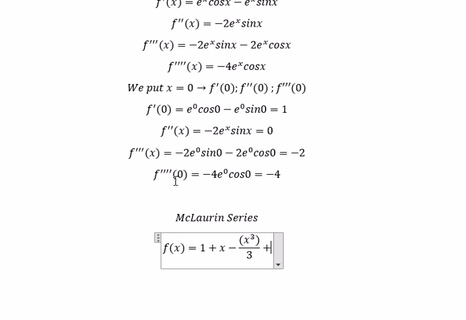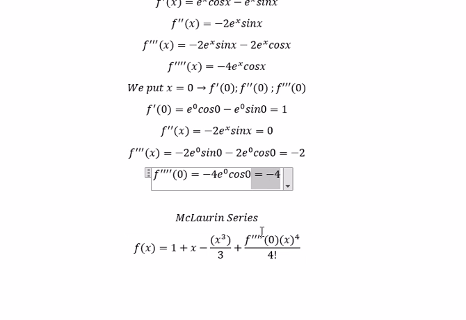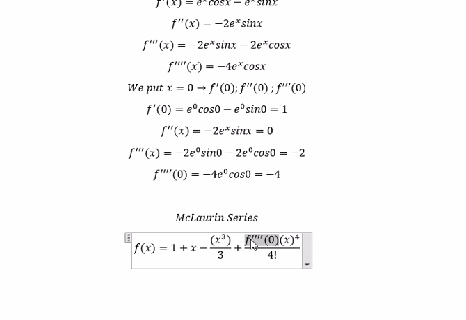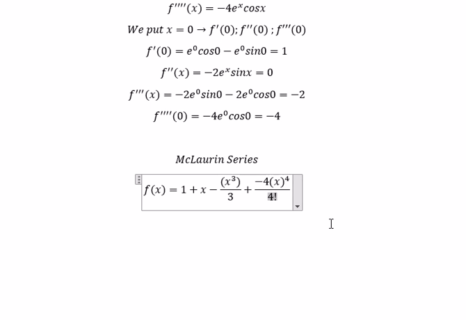And now we have this one, x to the power of 4 over 4 factorial. So we put negative 4 in here. And this one we have 4 factorial, 1, 2, 3, 4, so number 4 divided with number 4. And now you get 6.